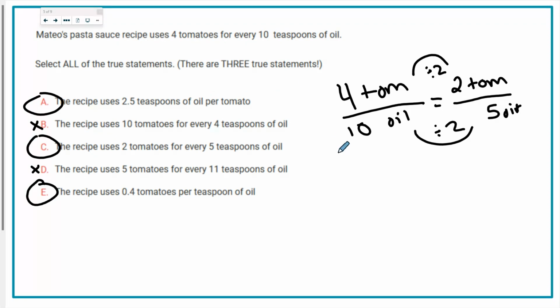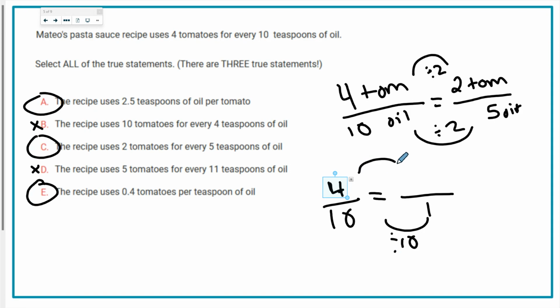The recipe uses 0.4 tomatoes per teaspoon of oil. Let's see if that's true. All right, so to go down to 1 teaspoon of oil, we divide by 10. 4 tomatoes divided by 10. 4 divided by 10 is, in fact, 0.4. So that is true. All right, let's keep going.